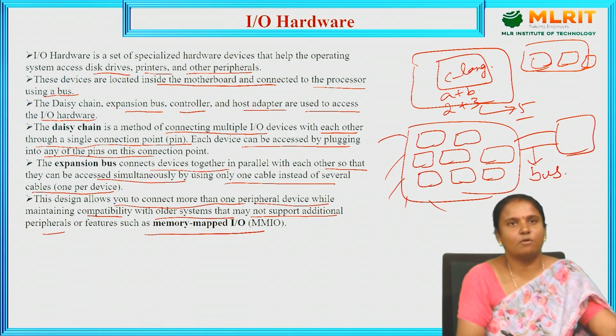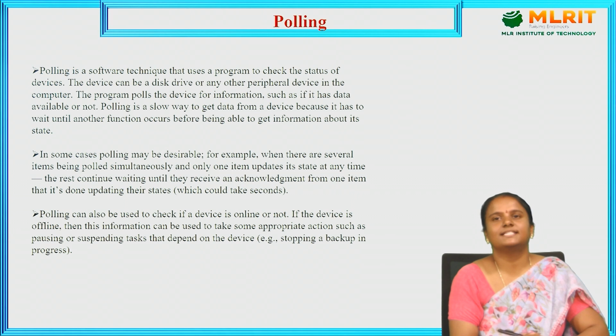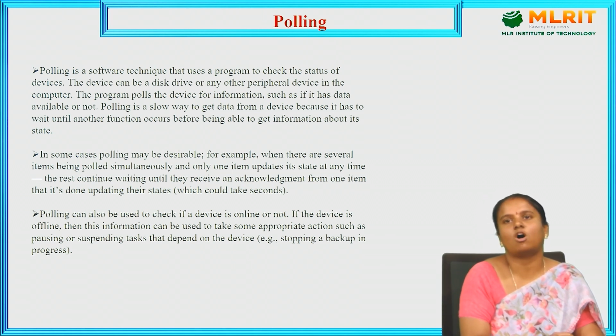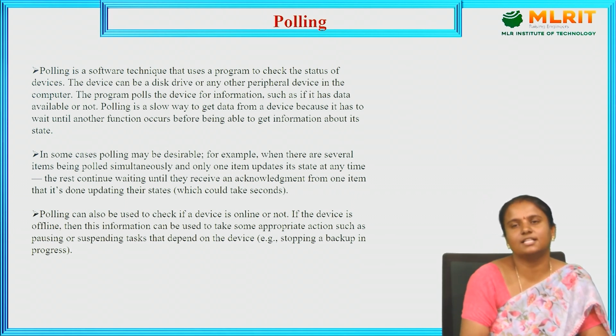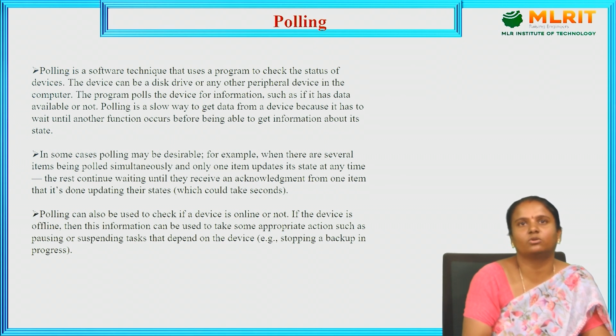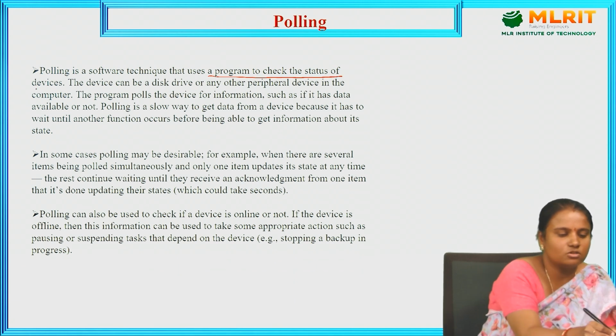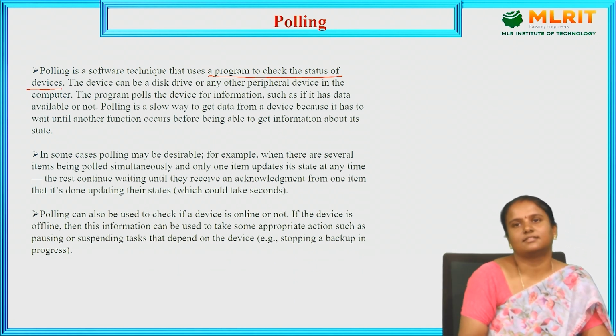So let us see about polling. Polling is used to check the status of all the devices. What are the working conditions, what are the device connections, what is the status of each device, that can be checked through polling. Polling is a software technique that uses a program to check the status of all the devices, each and every device in the system.